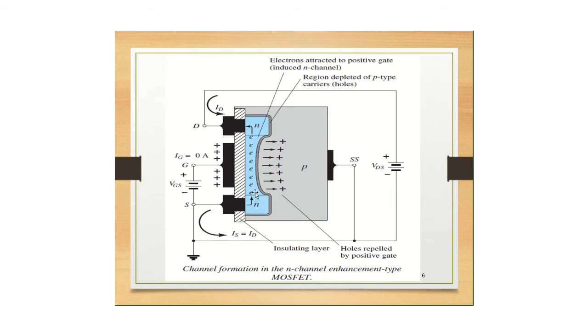So the voltage that results in significant amount of current to flow from source to drain is known as threshold voltage VT. Okay, so as you apply or increase VGS greater than VT, then there is significant increase in the drain current. So that is how the working of the enhancement type MOSFET happens.